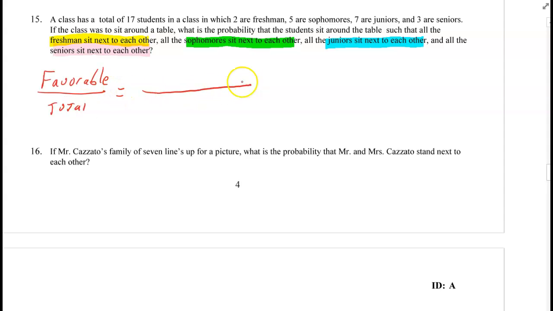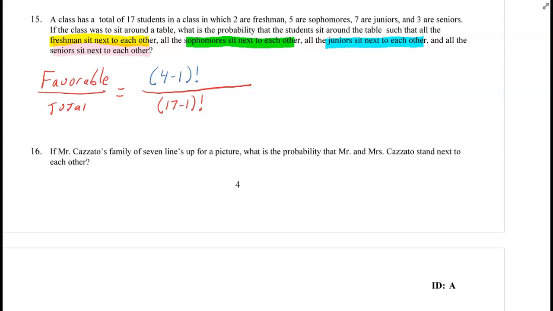The favorable outcomes we're going to do in a second, but if there are 17 students, then there are 17 minus 1 factorial ways the 17 students could sit around the table. And then if you think of the freshmen, sophomores, juniors, and seniors as a group or a unit, there are 4 groups sitting around the circle. So it would be 4 minus 1 factorial for the 4 groups.